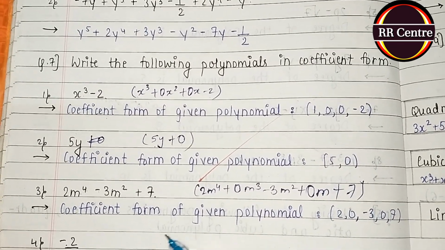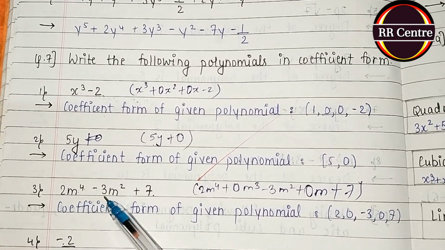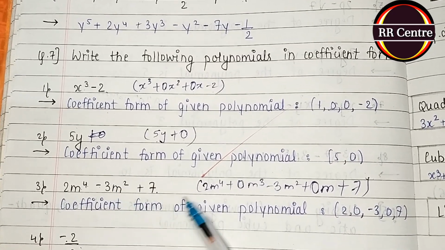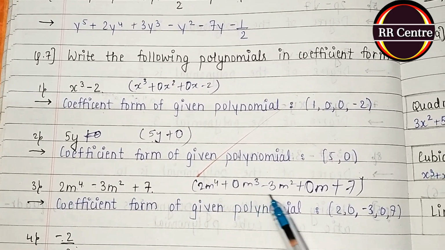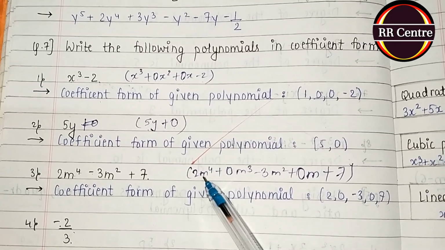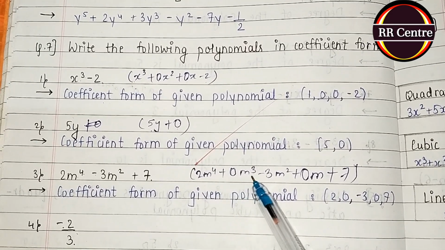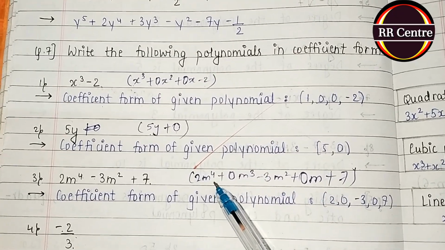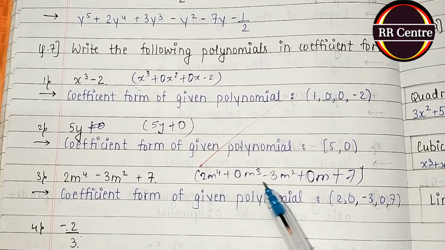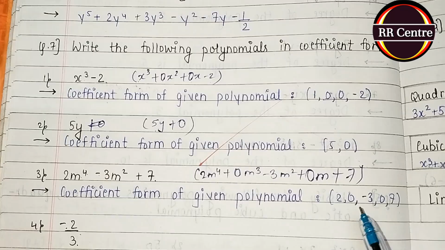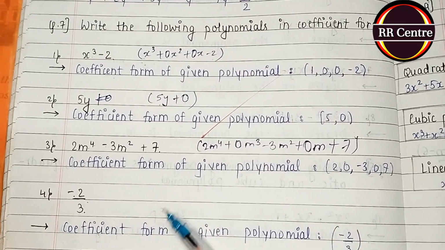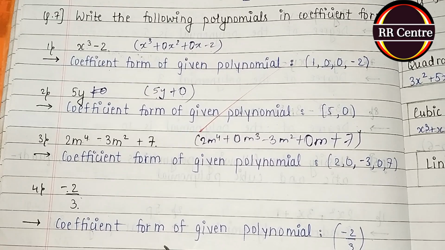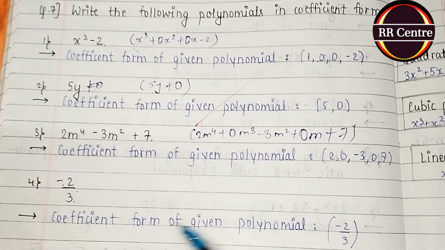And third one, 2y raised to 4 minus 3y square and plus 7. So you can arrange that in the index form. 2m raised to 4 plus 0m cube minus 3m square plus 0m then plus 7. Then write the coefficients 2, 0, minus 3, 0 and 7, right? And last one, minus 2 upon 3. Coefficient form of the given polynomial is minus 2 upon 3, right?